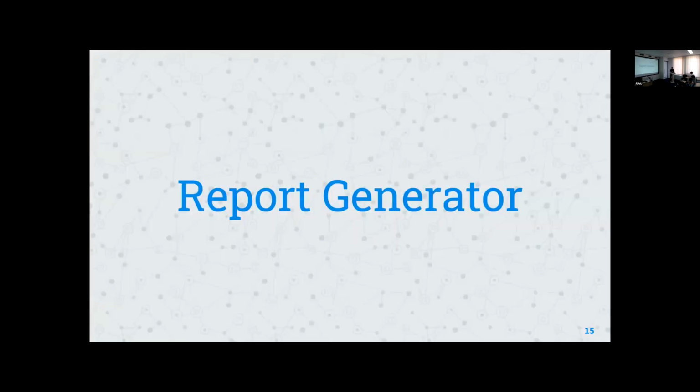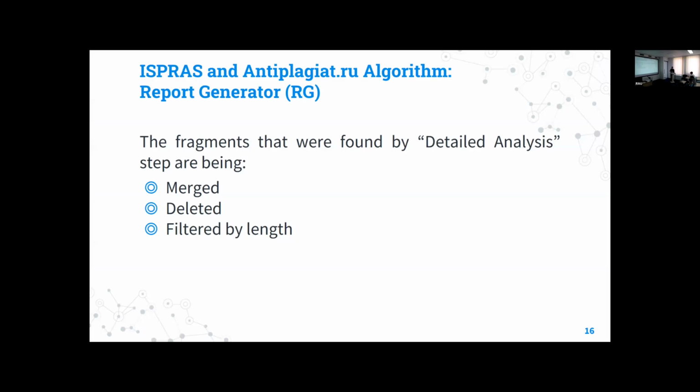The fifth step was the report generator. We used the one that Anti-Plagiat provided. The report generator step just merges, deletes, or filters the found plagiarized fragments according to their length or some other attributes.